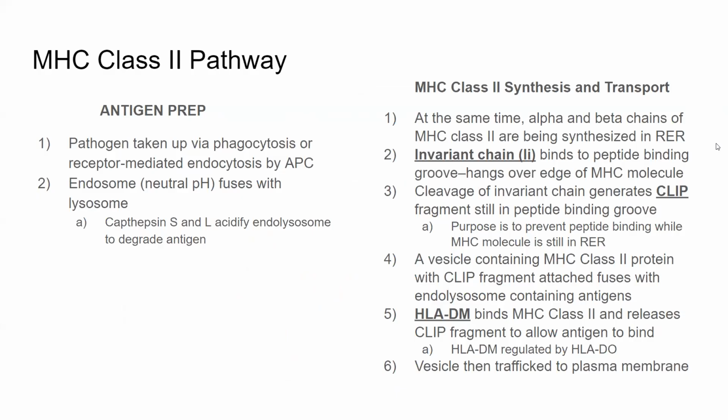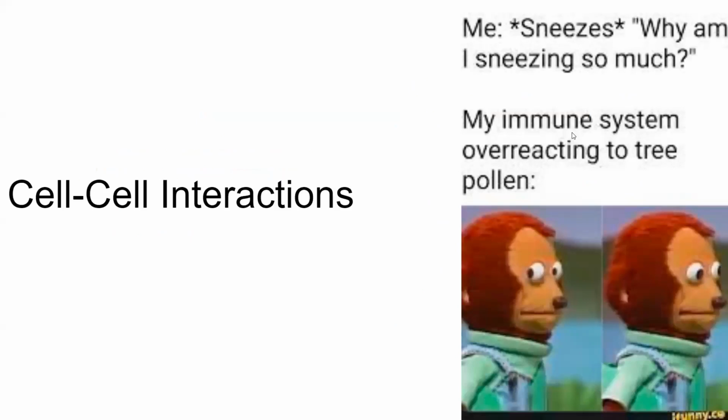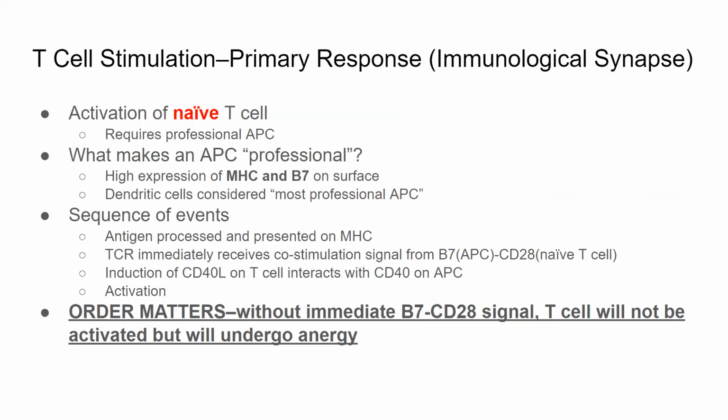Cool. So yeah, here's everything that you need to know. I underlined and bolded the things that I think are important. And then lastly, we're going to do cell-cell interactions before Dan takes over, which will be more fun. Okay, so we're going to talk about this really quick. So activation of a naive T cell. Naive T cell means it hasn't yet seen its pathogen. It means that it's a baby pretty much.